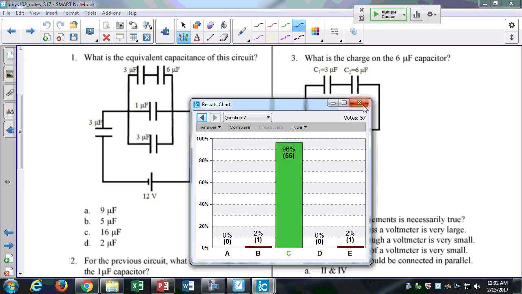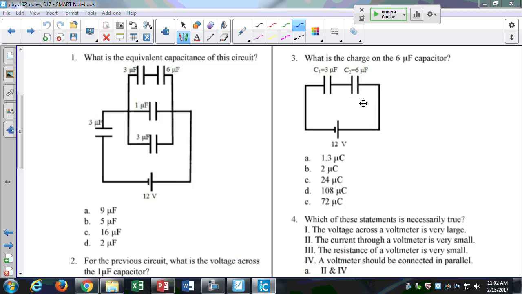Okay, good. C is right. Yeah, we're doing well on this. So I'll do it the hard way first.